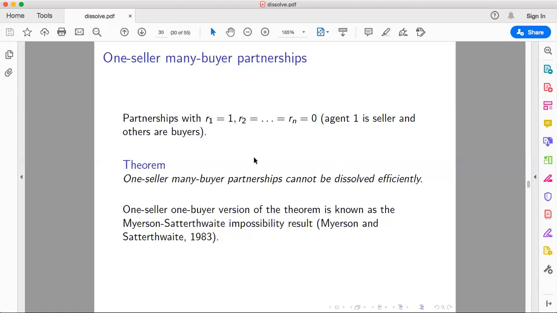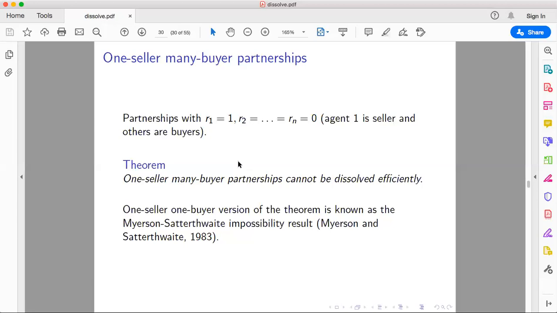A special case of this is the two agent problem where r1 equals 1 and r2 equals 0. So those are bilateral trading problems, where there is one buyer and one seller. Another way to read the result in the two agent case is that in the bilateral trading problem, there is no mechanism which is efficient, budget balanced, interim individually rational, and Bayesian incentive compatible.